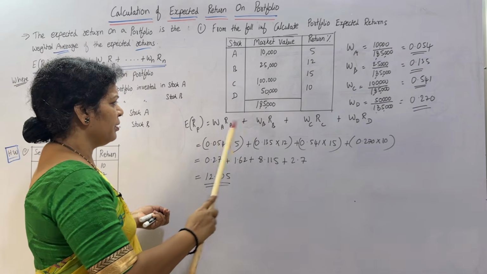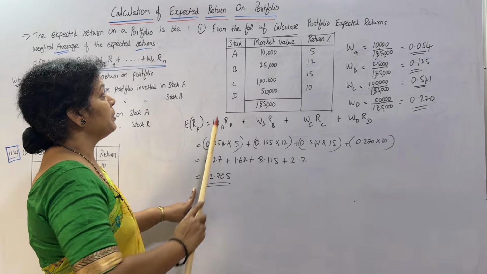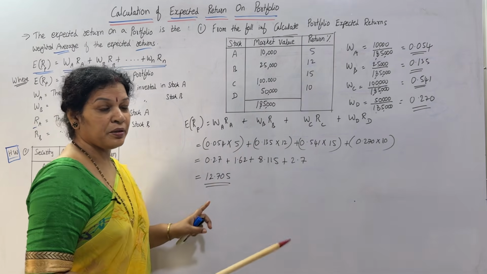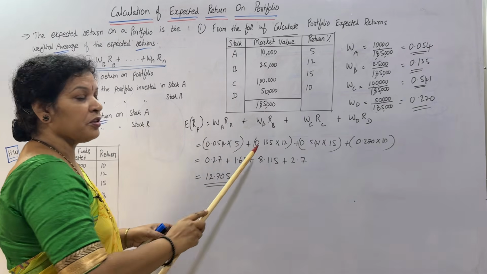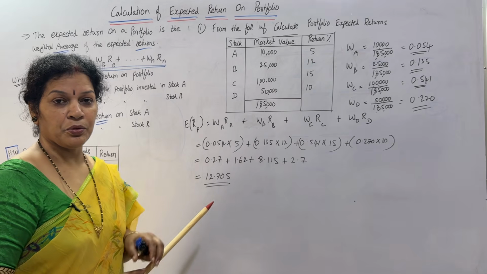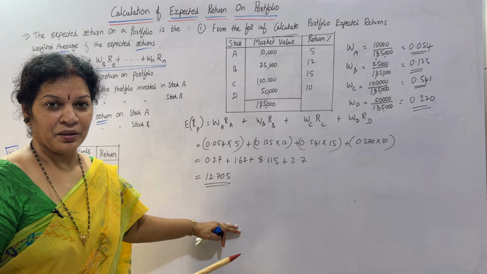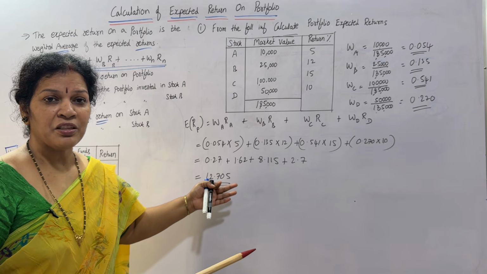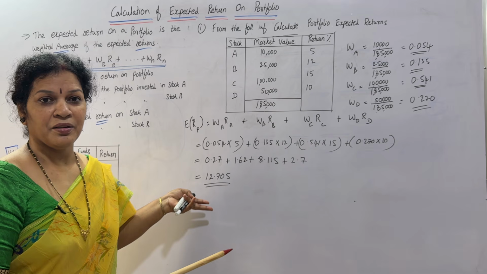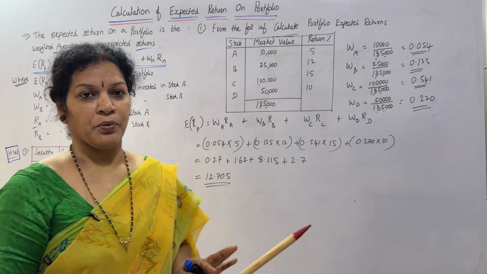Apply it in the formula. Then you got 12.705. It means as per the data we have calculated expected returns. Entire project all together I can expect a return of 12.705. If you want, you can make some changes and find out what could be the expected return. Isn't it? Like this we can calculate expected return of a portfolio.